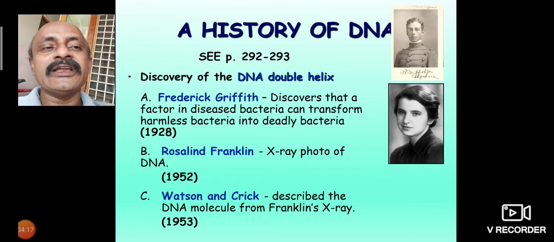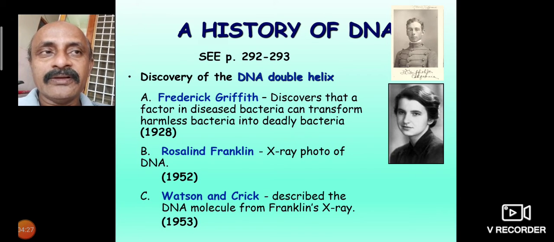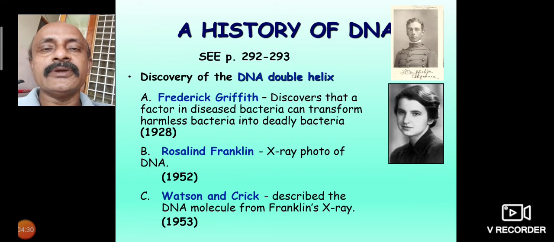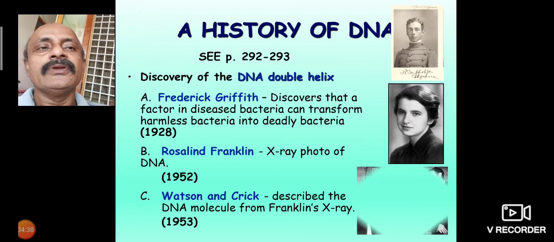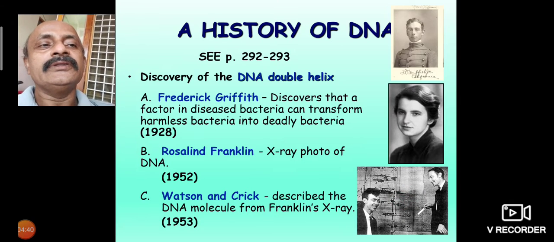Rosalind Franklin took the X-ray photo of DNA. In 1952, Watson and Crick described the DNA structure from Franklin's X-ray. In 1953, the double helical model was reported by Watson and Crick. Then a total of four scientists are credited in the history.